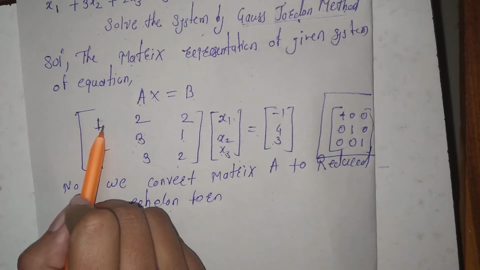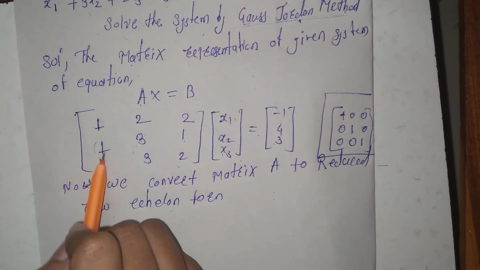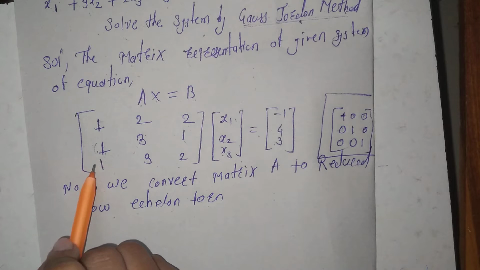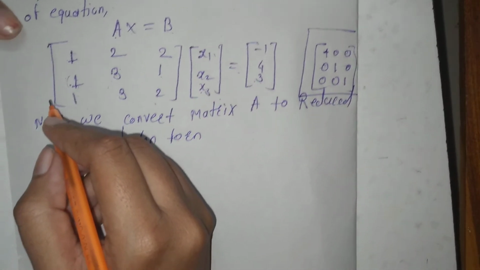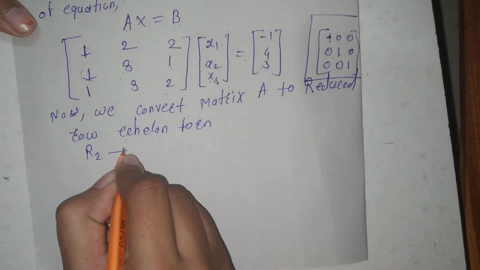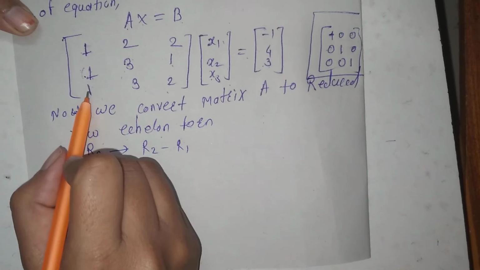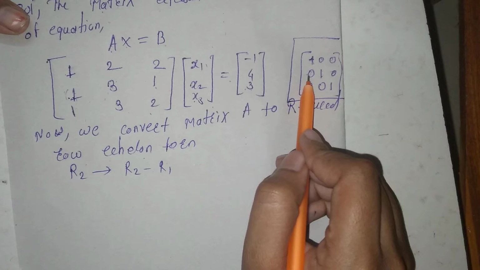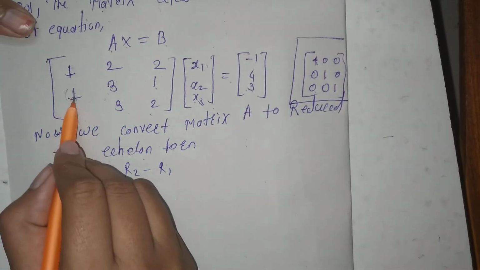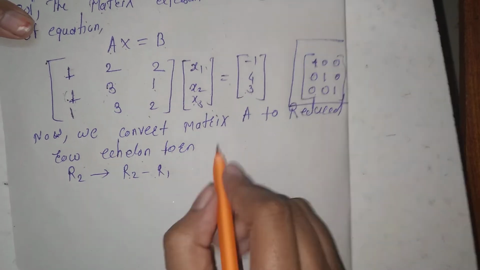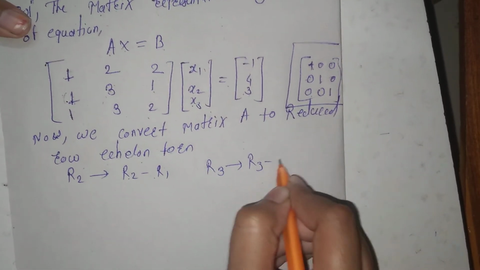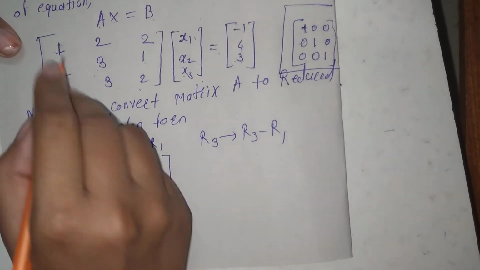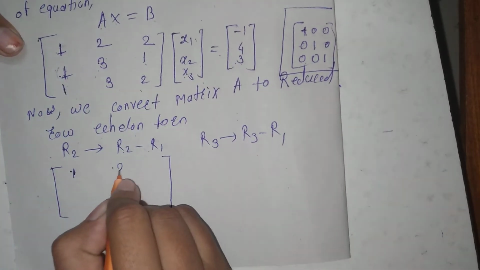In matrix A, the first row is already fine, but in the second row the entry is not 0. Then we have to apply row operations. R2 changes to R2 minus R1, and R3 changes to R3 minus R1, because the first row has leading element 1, while the second row and third row should be 0. R1 is not changed. Then we get this matrix A.